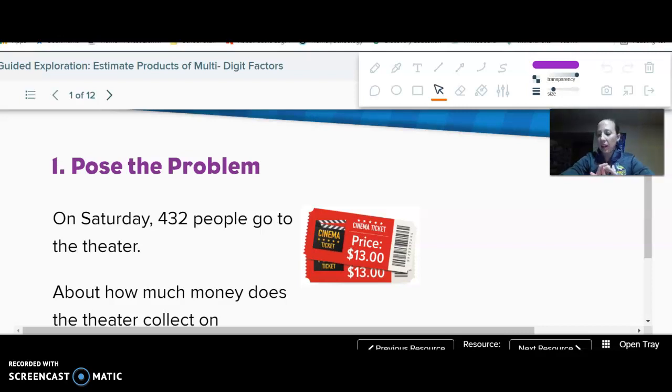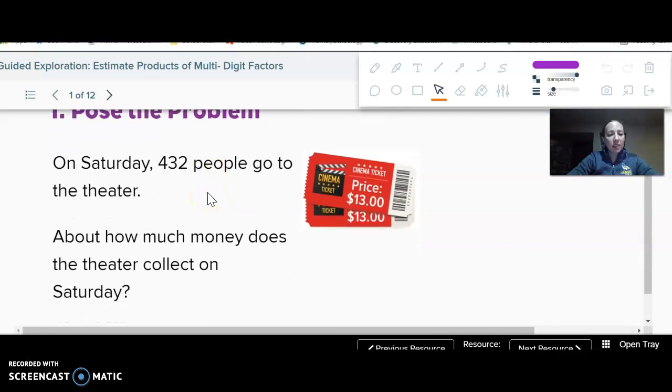So the goal by the end is to be able to explain how to estimate products of multi-digit factors, and estimate products of multi-digit factors to determine if calculations are reasonable and to make predictions. So that's sort of why we want to estimate. So being able to do it and understanding why in the world would I need to do this. And remember, products is just the answer when we multiply. Factors are just the numbers we multiply together. So these ones will have multi-digits, or more than one digit.